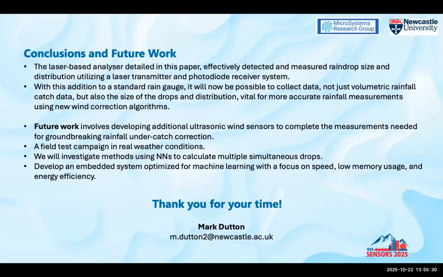So onto the conclusions and future work. We managed to create a laser-based analyzer, which is detailed in this paper, effectively detecting and measuring raindrop size and distribution. With this addition to a standard rain gauge, it will now be possible to collect data, not just volumetric rainfall catch, but also the size of drops and distribution, vital for more accurate rainfall measurements. Then we can use that in next year's work, in this new wind correction algorithm.